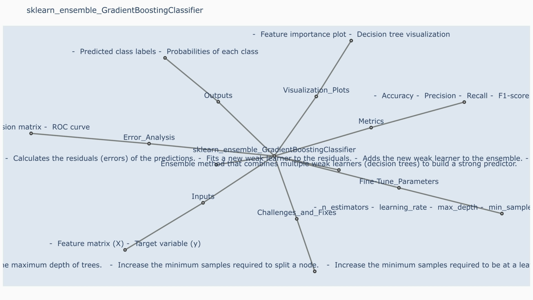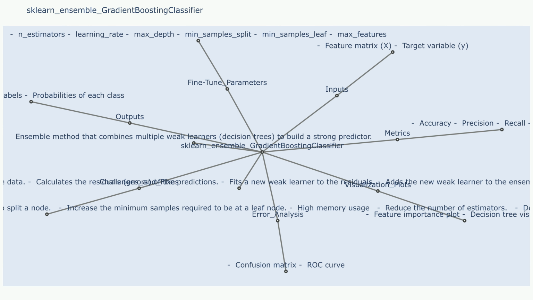sklearn Ensemble Gradient Boosting Classifier. Description: Gradient boosting classifier is an ensemble method in scikit-learn that combines multiple decision trees to create a strong predictive model. It works by sequentially adding trees, each focusing on correcting the errors made by the previous trees. This iterative process gradually improves the model's accuracy.